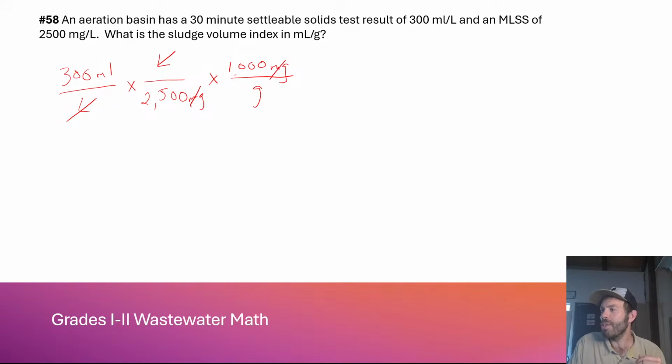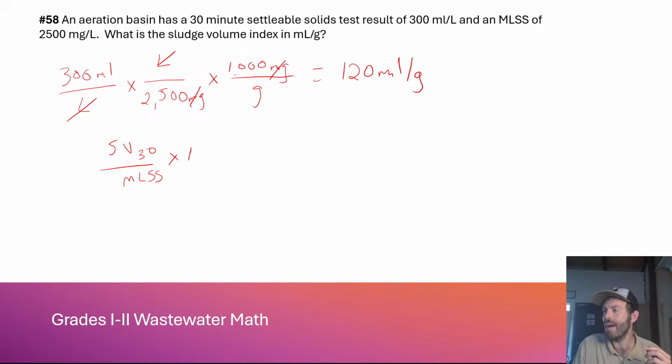Okay, so that's how the units cancel out. 1,000 milligrams per gram. Okay, 300 divided by 2,500 times 1,000, and that should give you an SVI of 120 milliliters per gram. You might see this written a different way on the conversion sheets, and that's going to be SV30 divided by MLSS in milligrams per liter times 1,000. That's how I think they write it on the conversion sheet.